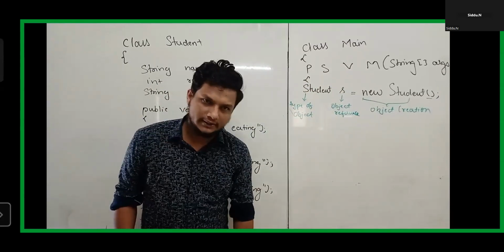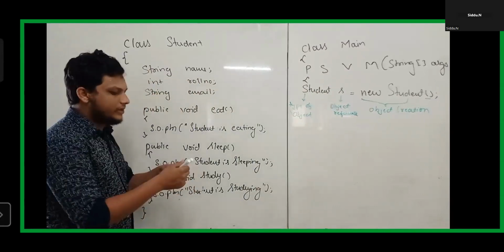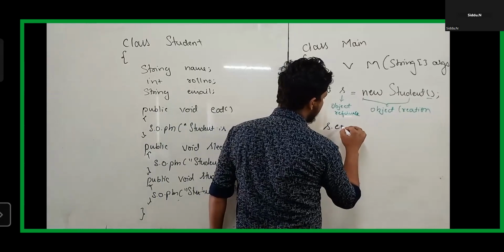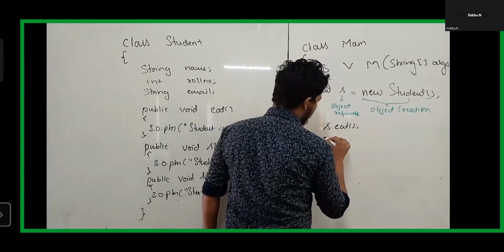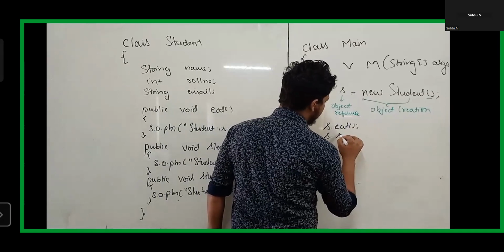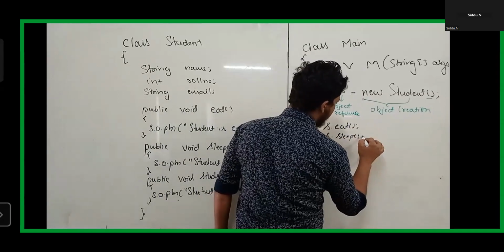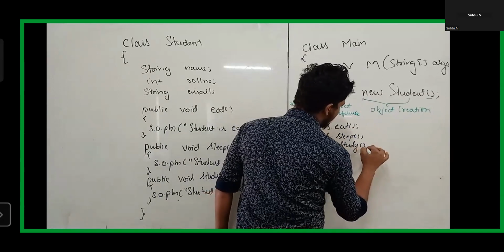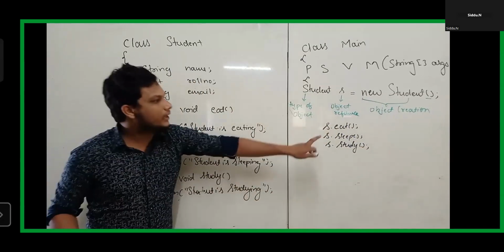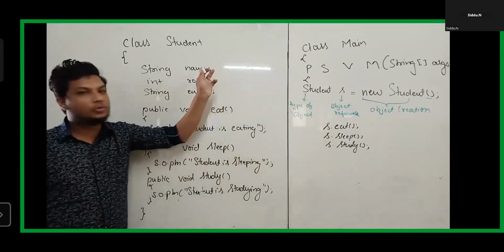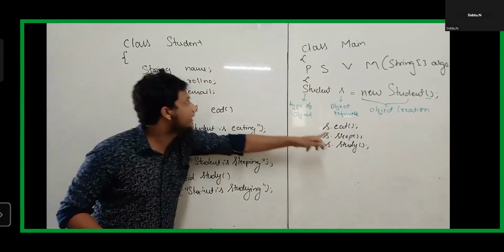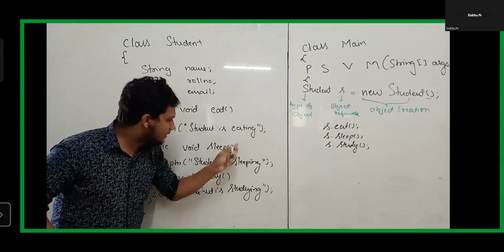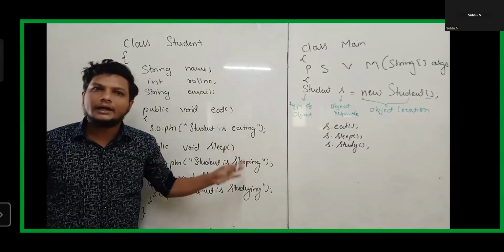Now what we have done in the previous class, we wrote something like this, that is s dot eat. We wrote s dot sleep. Next we wrote something called s dot study. As soon as we wrote this, here s directly means what? Student door. Through this door, it entered the student class, and it called the eat, sleep, and study methods, and they got executed.